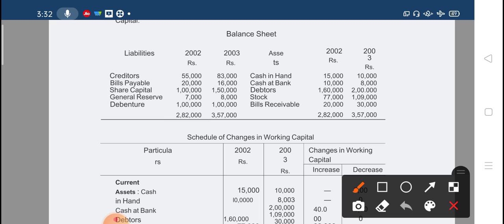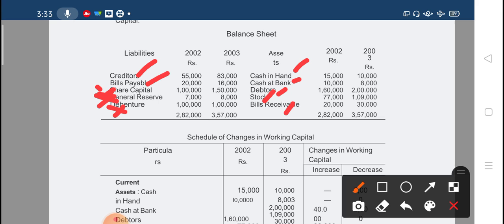Here cash in hand is current assets, cash at bank is current assets, debtors is current assets, stock is current assets, and bills receivable is current assets. Coming to current liabilities, on the liability side, creditors are current liabilities, bills payable are current liabilities, and share capital is not a current liability, general reserve is also not a current liability, debenture is also not a current liability.